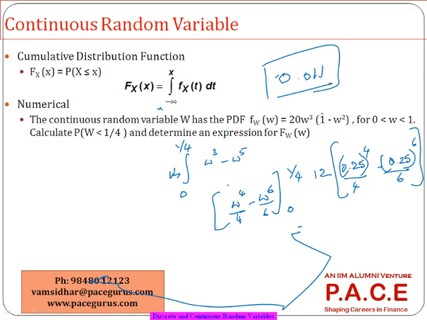So when someone asks me the probability of W less than 1 by 4, I can write it as F of 1 by 4 itself. F is like a cumulative function, because its meaning is the probability that x takes a value less than or equal to 1 by 4, and it takes the minimum value as 0. So 0 to 1 by 4 is nothing but my cumulative distribution function F of 1 by 4.